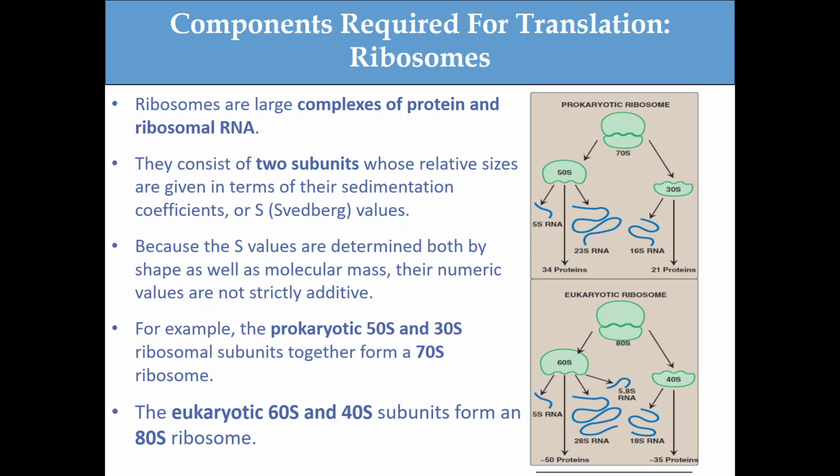Now, components required for translation? Well, we have the ribosomes. And we talked about RNA polymerase 1 that synthesizes the ribosomal RNA. So, are you telling us that the ribosomes are only composed of RNA? No. It's RNA and proteins.